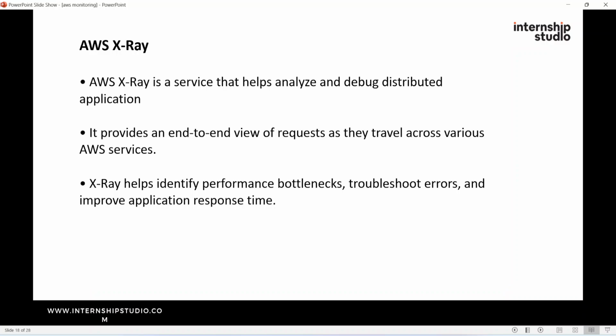Another important component we have is AWS X-Ray. AWS X-Ray is a service that helps analyze and debug distributed applications. It provides an end-to-end view of requests as they travel across various AWS services. X-Ray helps identify performance bottlenecks, troubleshoot errors, and improve application response time. You can say it's like a digital map for tracing and visualizing the journey of requests through your application. It helps developers identify and troubleshoot performance issues by providing insights into the flow of data across microservices.